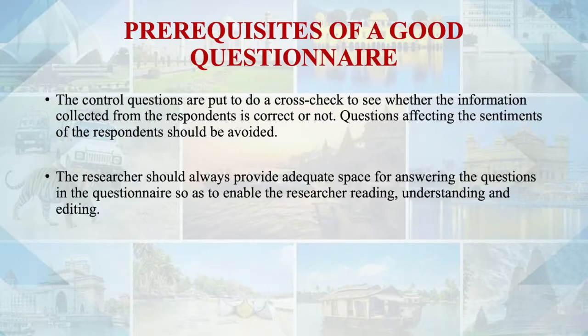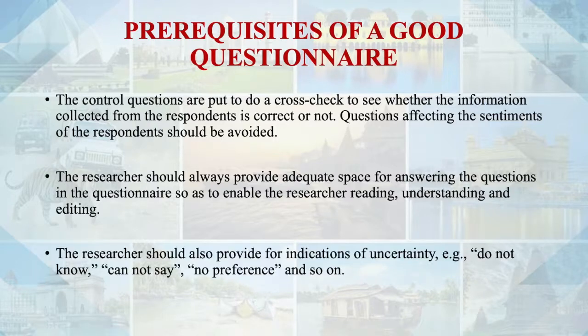The researcher should always provide adequate space for answering the questions in the questionnaire so as to enable easy reading, understanding, and editing. The researcher should also provide for indications of uncertainty, for example, do not know, cannot say, no preference, and so on. The researcher must take care that a brief set of directions with regard to filling up the questionnaire should invariably be given in the starting of the questionnaire itself.